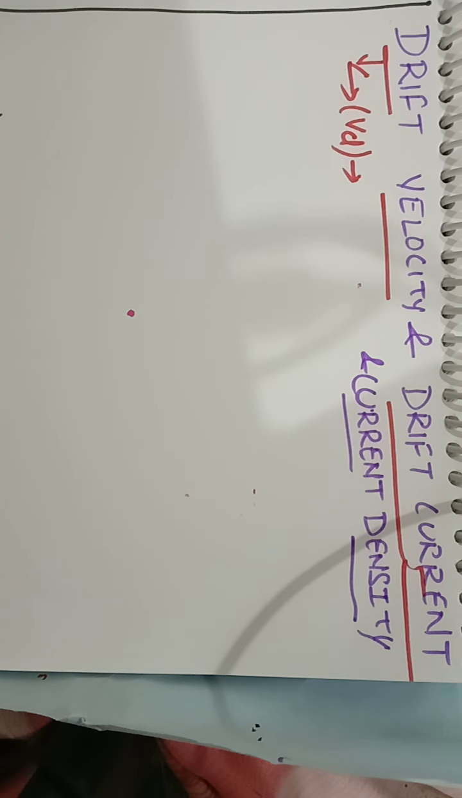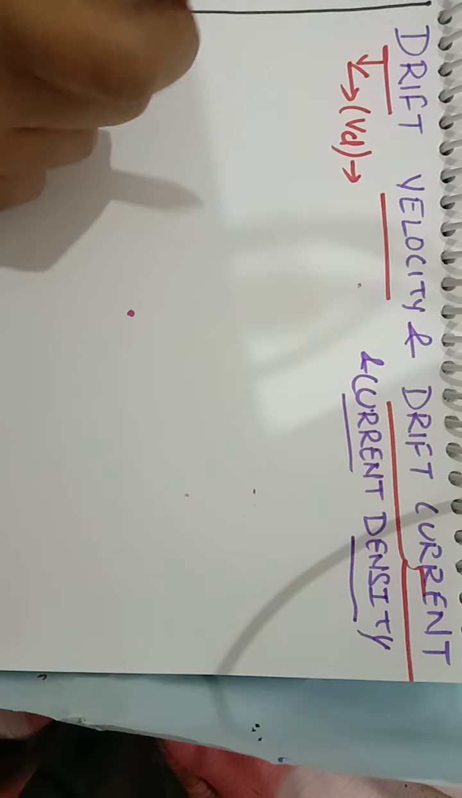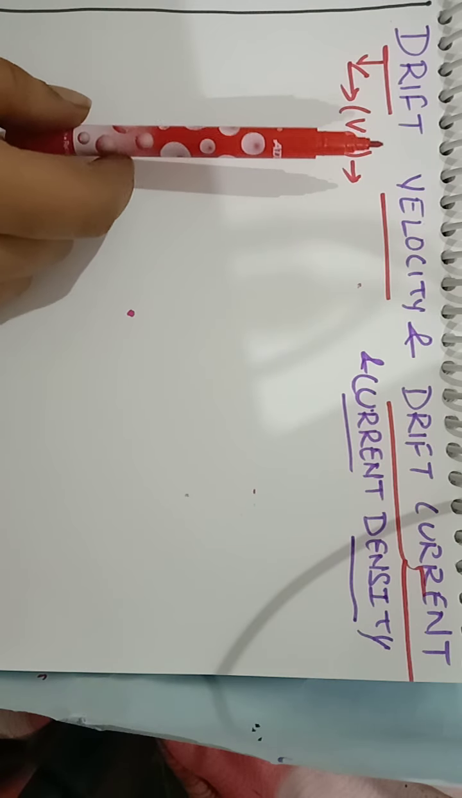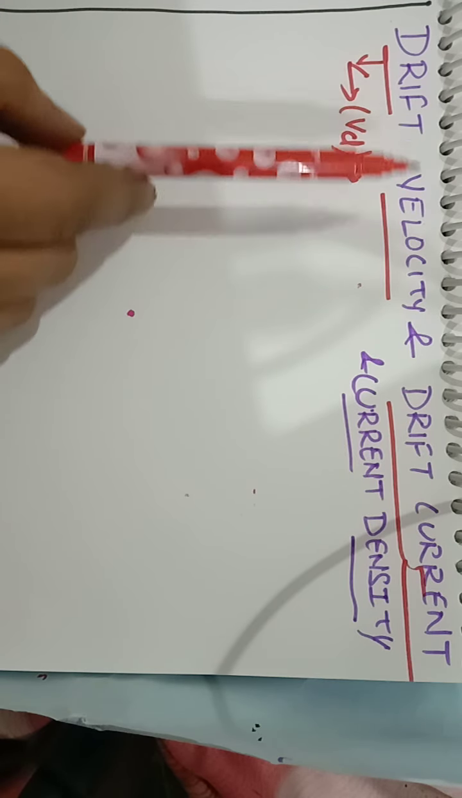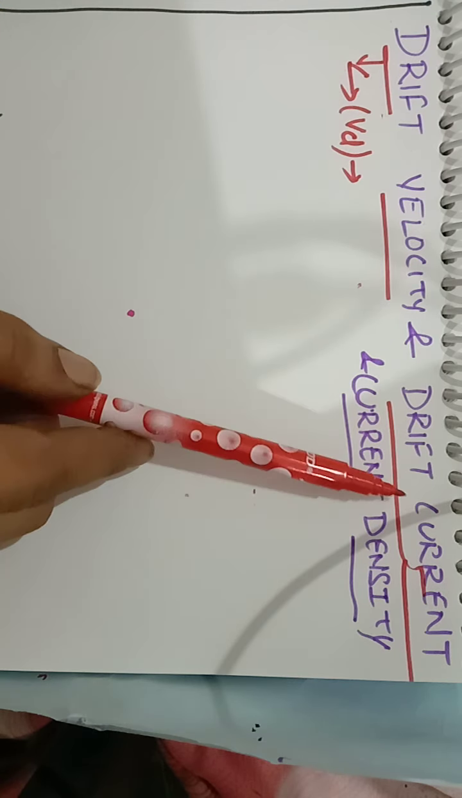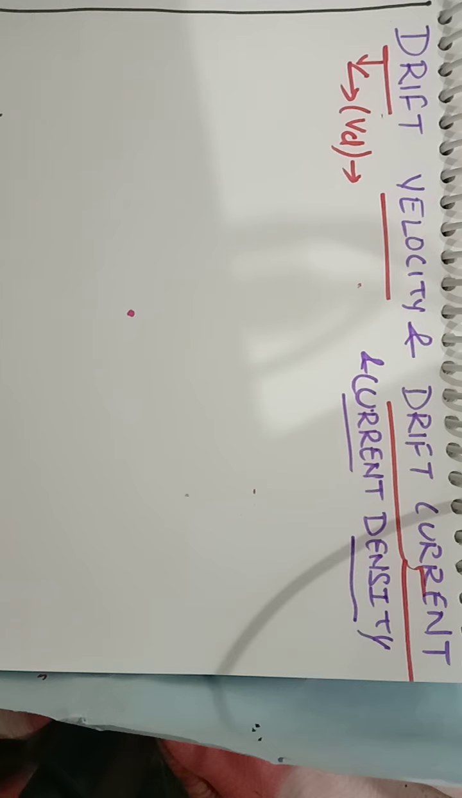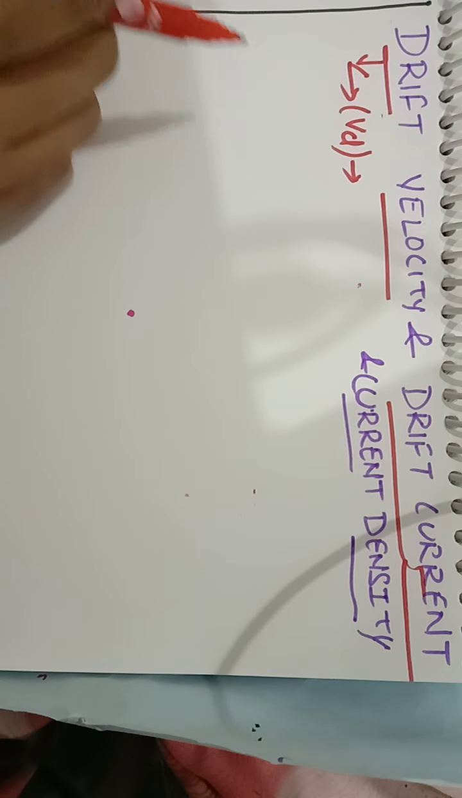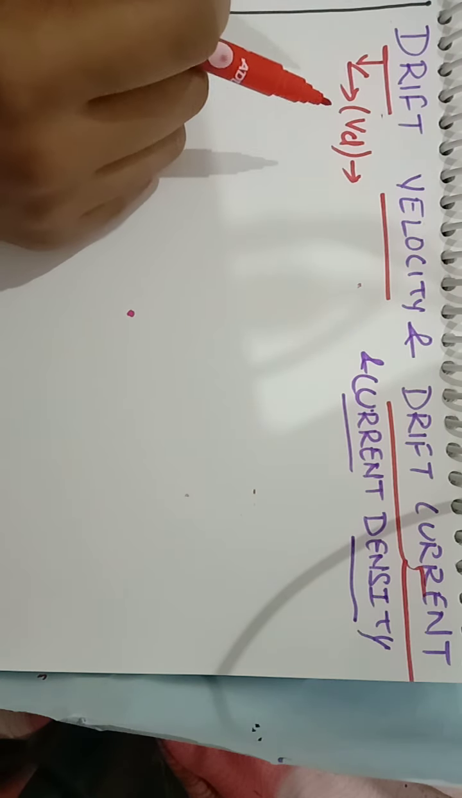Yes, today we are going to learn three terms regarding current. Those are drift velocity, drift current, and current density. We will go one by one. First, we will understand what is drift velocity.